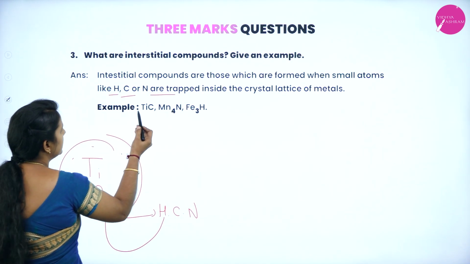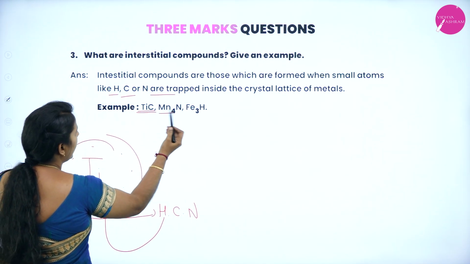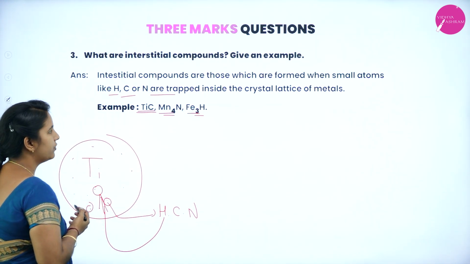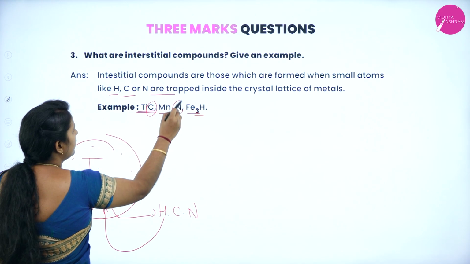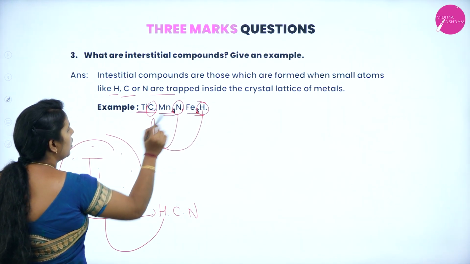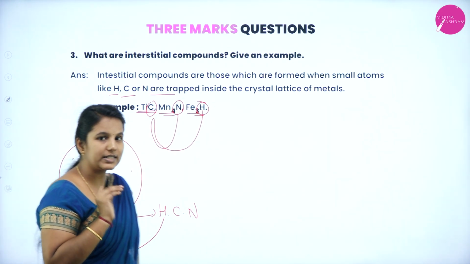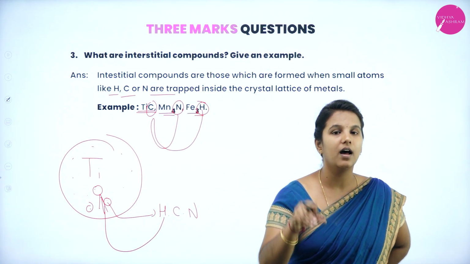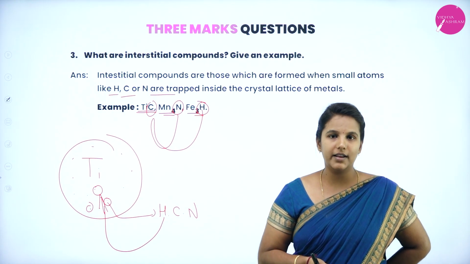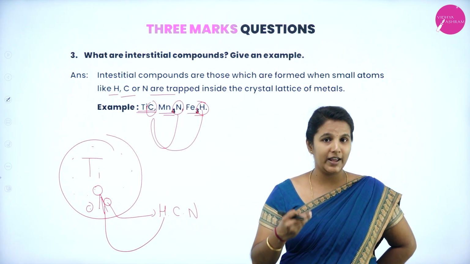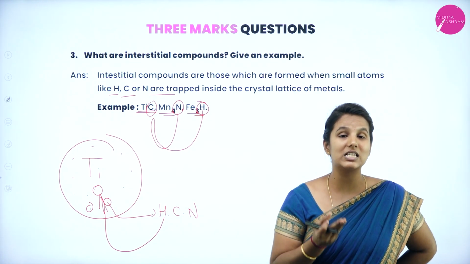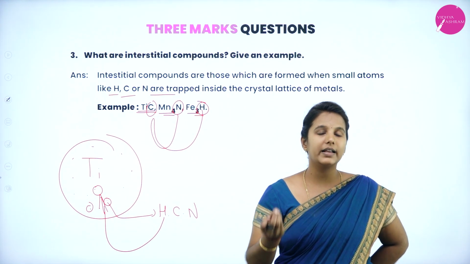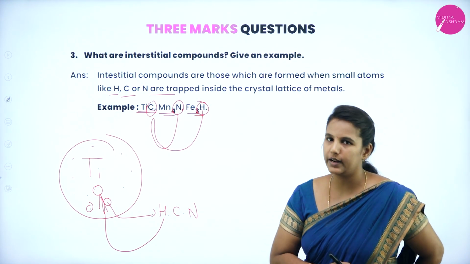The examples are titanium with carbon, manganese with carbon, and iron with hydrogen. You can see that carbon, nitrogen and hydrogen are the 3 small elements which get trapped at the interstitial sites, or vacant sites, of the metal atom. Thereby it creates the interstitial compound. Hence the name interstitial compound. Interstitial means vacant sites in the metal get trapped by smaller atoms.